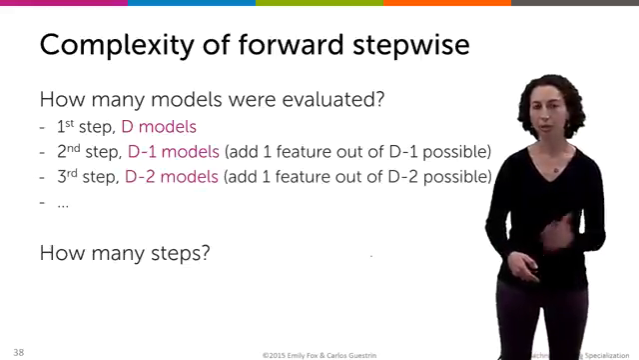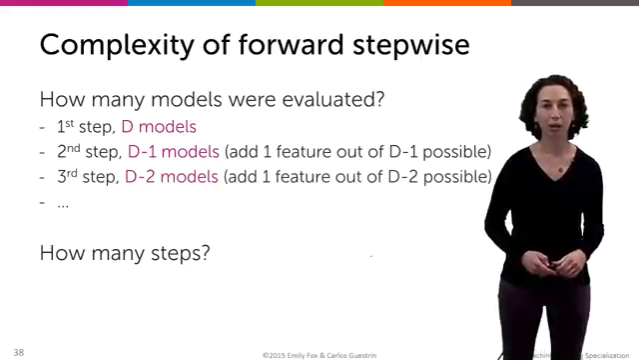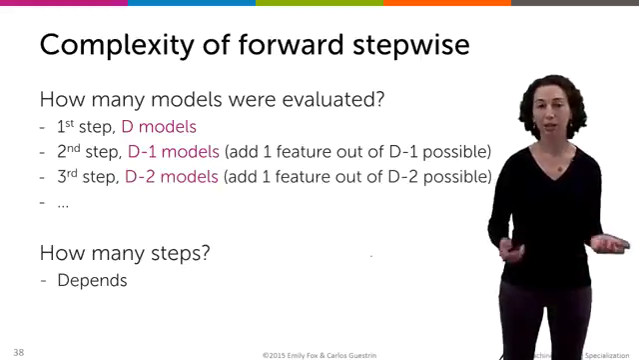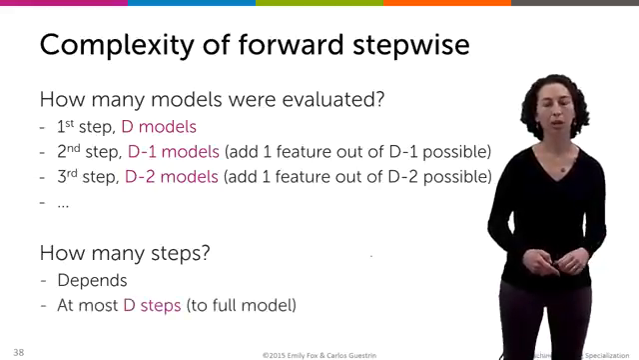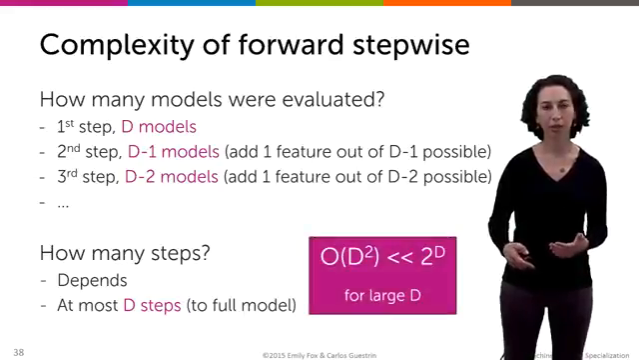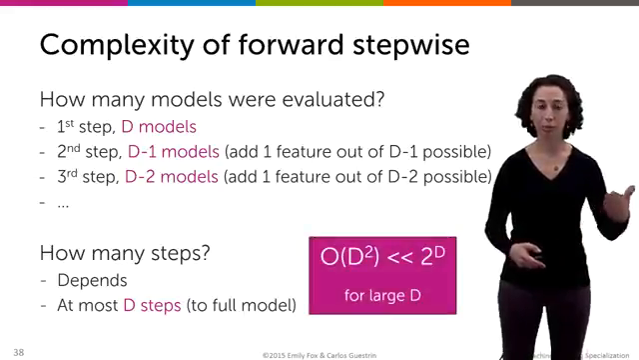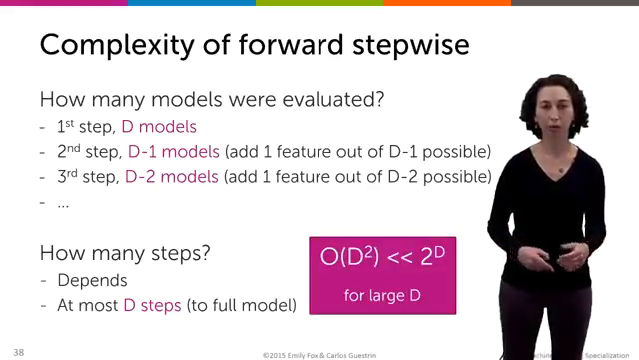And the question is, how many steps did we take? How many of these and so ons did we have? Well, it depends. It depends on when we chose to stop. But at most, we're going to have D steps, which gets us to the full model. So the complexity of this is order D squared. So at most D steps, each on the order of looking over D models.